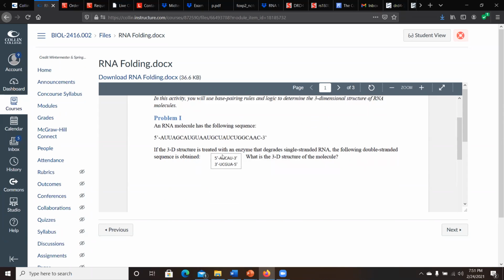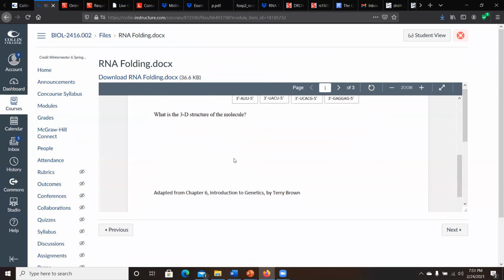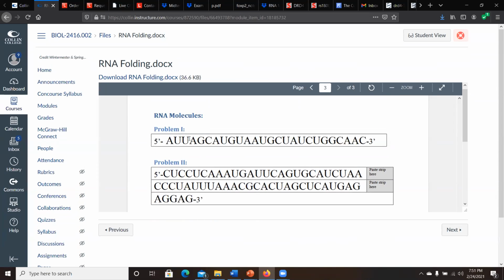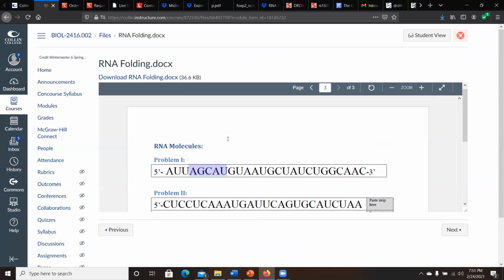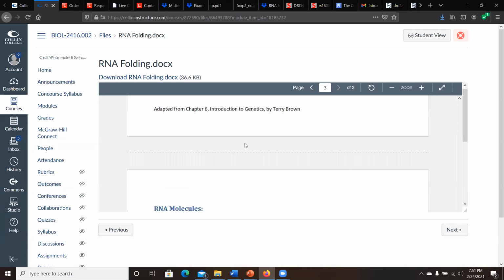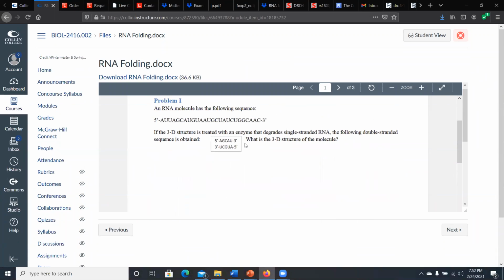What is the 3D structure of the molecule? So if we go look at the sequence, we see AGCAU. So if we scroll through, AGCAU is here. So I suggest, just like I did with the other papers that you did, use a highlighter or something so that you can mark off where you're looking at. We go back up to the other half of it.